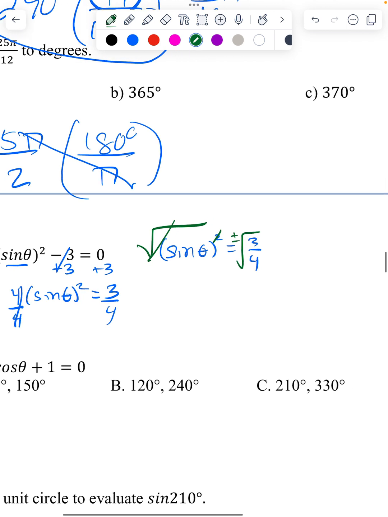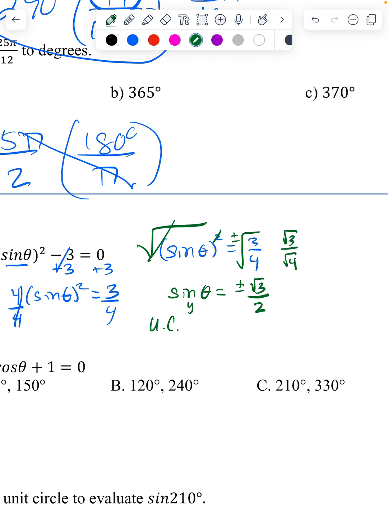Here the square and the sine cancel, so I just have sine theta left. Over here, let's remember, this could separate out for top and bottom. The top doesn't have a square root, but the square root of 4 is a 2. So now you're going to go to the unit circle and figure out where is the sine either positive or negative root 3 over 2, and sine is the y value.